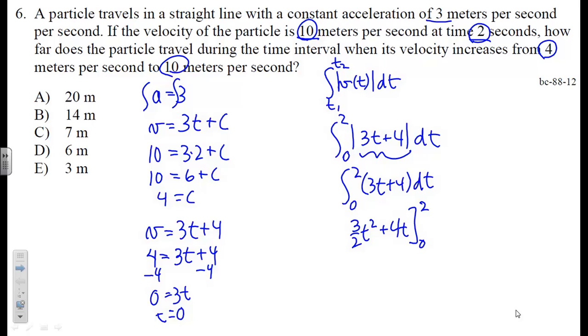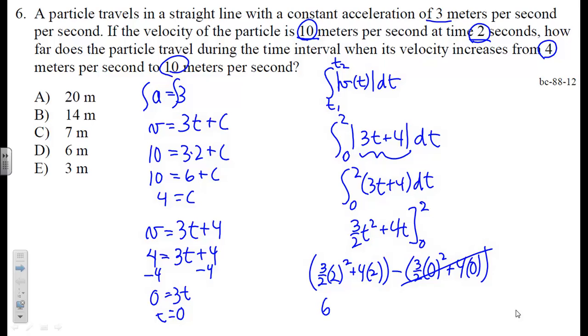Let's plug in, evaluated at the upper end. We get 3 halves times 2 squared plus 4 times 2, minus 3 halves times 0 squared plus 4 times 0. And that's just a big old 0, so we'll ignore that. So we've got 2 squared is 4. 4 times 3 is 12. 12 divided by 2 is 6. Plus 8 gives us a total of 14.